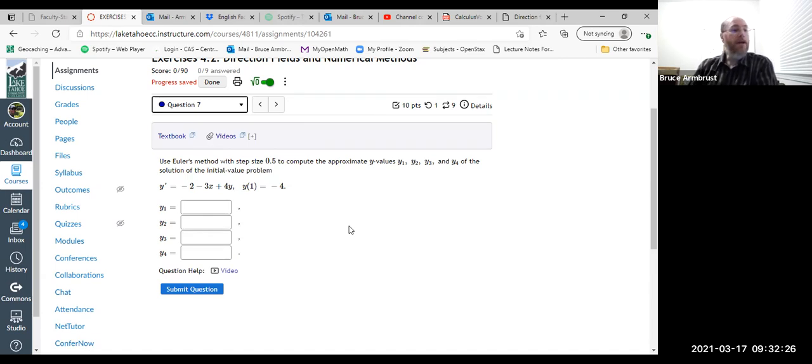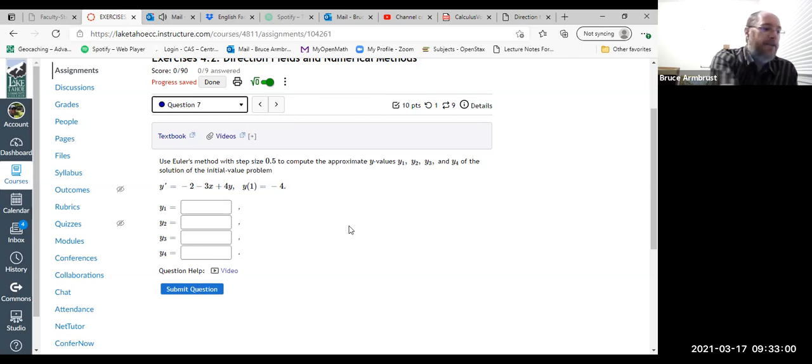Okay, so we're going to use Euler's method. And it says with step size 0.5. All right, so that just means we're going to go a step of a half each direction to get our next values. And it says we want to approximate the y values, y1, y2, y3, and y4. So that just means the ones that we get next, right? So y1 is going to be the first one that we calculate. y2 is going to be the next one we calculate, and so on.